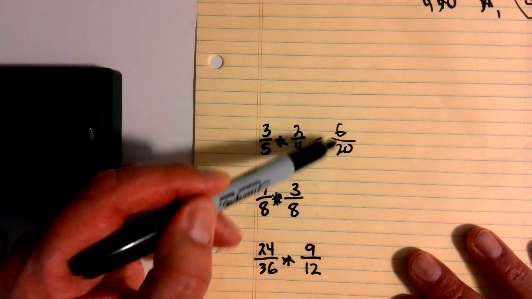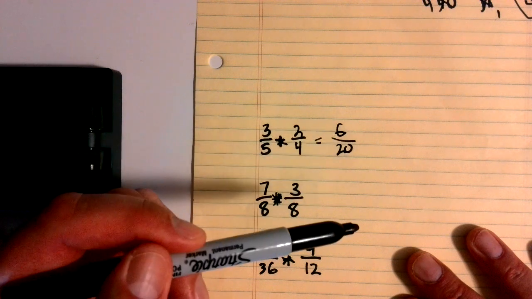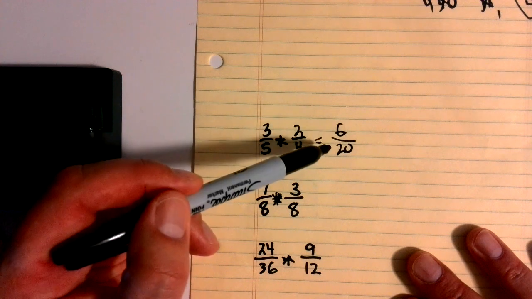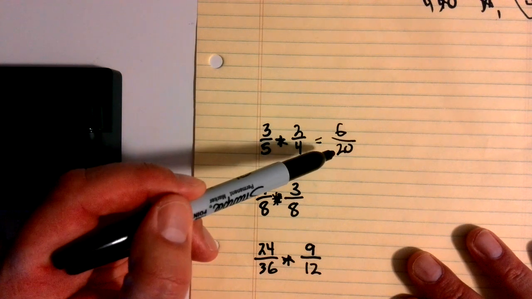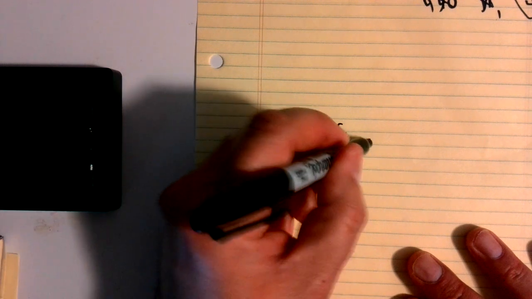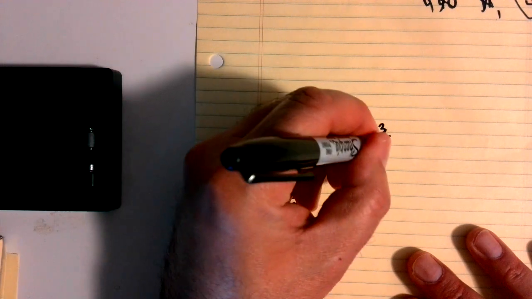So I'm looking at common factors in 6 and 20. Well, factors for 6 are 1, 2, 3, and 6. Factors for 20 are 1, 2, 4, 5, 10, and 20. So the largest common factor is 2. So I can divide both numbers by 2 and get 3/10.